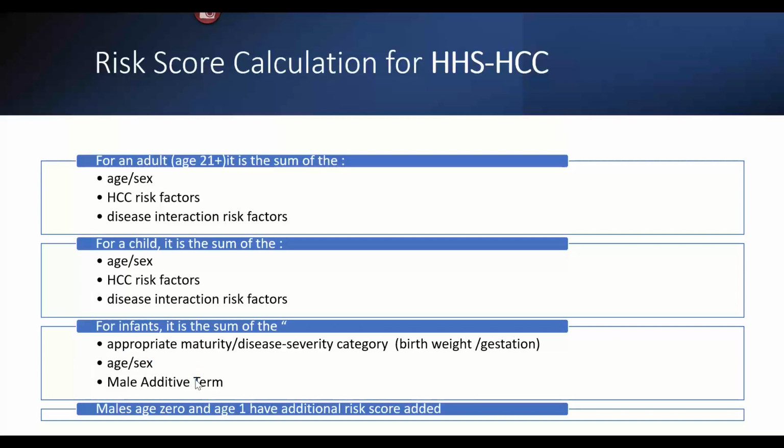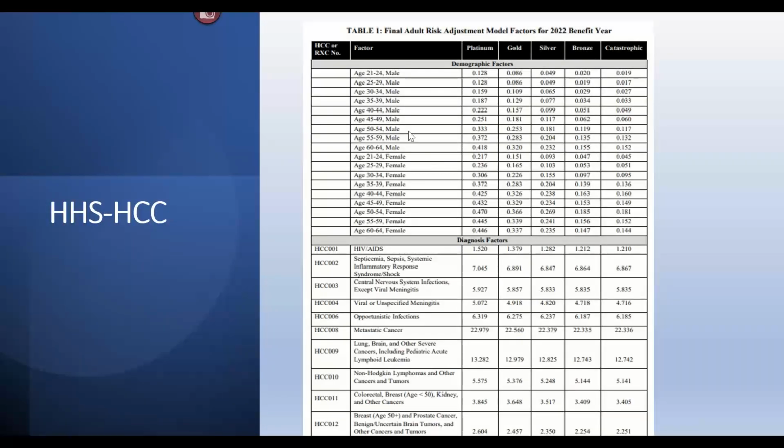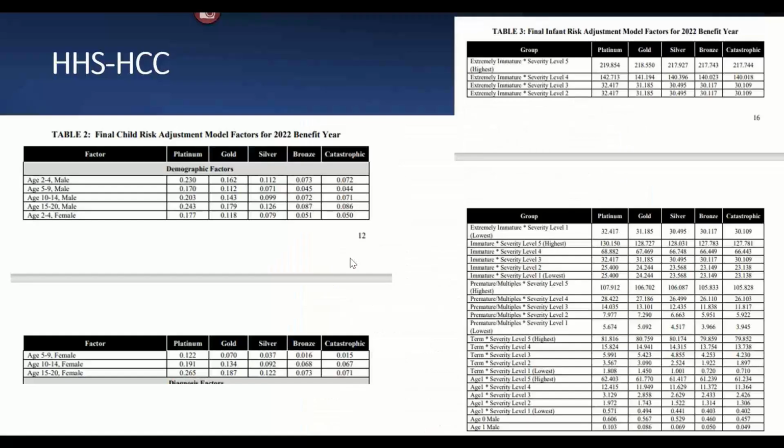They also get the age and sex. The male gets an additive term, of course, circumcision, some other things the male is going to have in the early years that the female may not. So this shows the different risk scores for the different categories. Again, each category by age and sex has a different risk score. Each of the HCCs has a different weight. So if you have HIV, you're going to get the 1.5 for the platinum risk score.